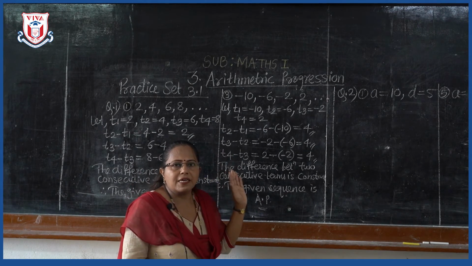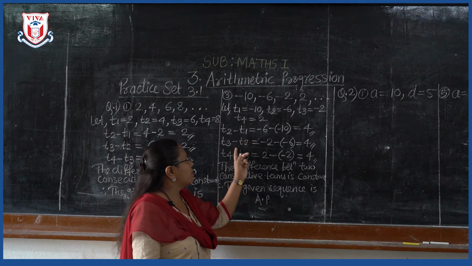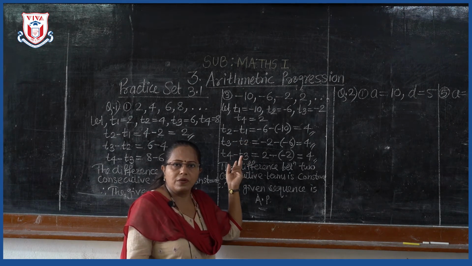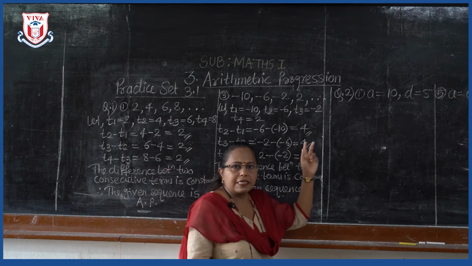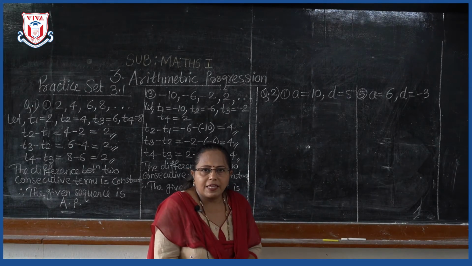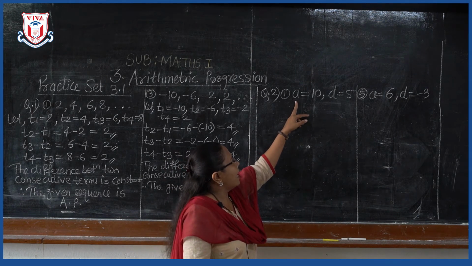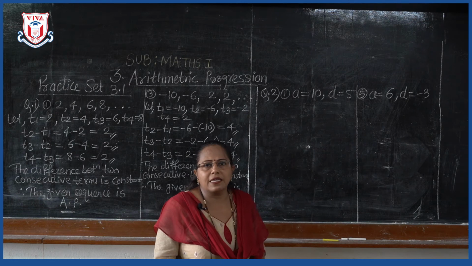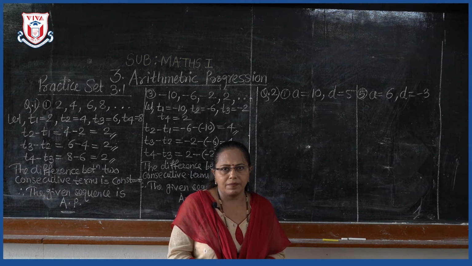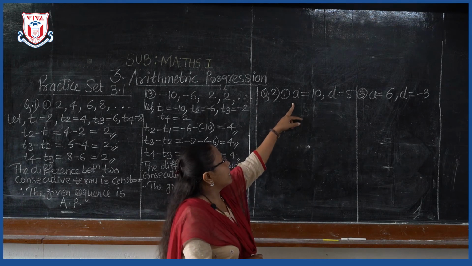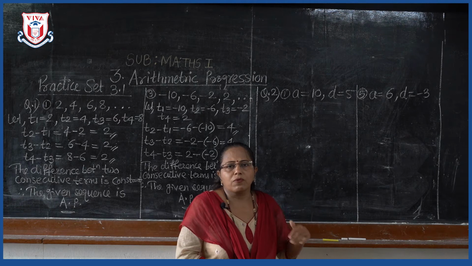To decide whether the given sequence is AP or not, you have to find out the difference between consecutive terms. Okay? Now let's go for the second question. In the second question they gave for an AP, the first term is A, 10, and common difference is D, 5. So we have to create the AP.